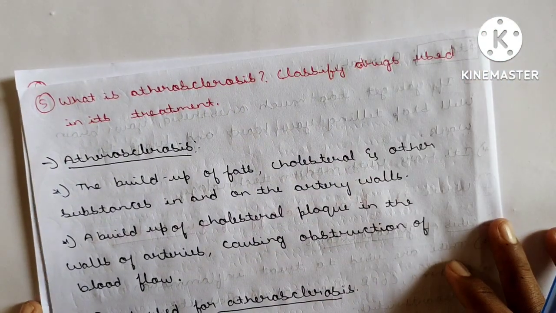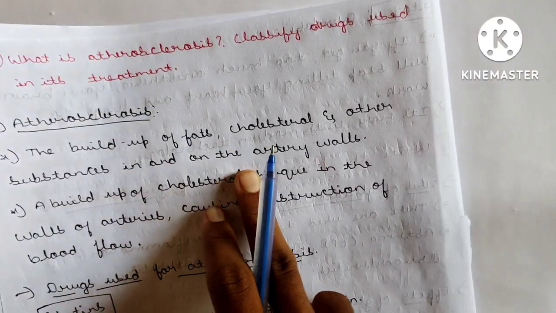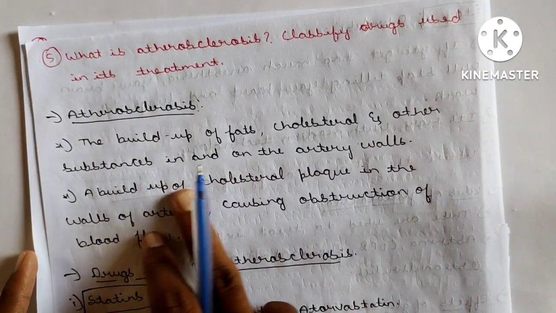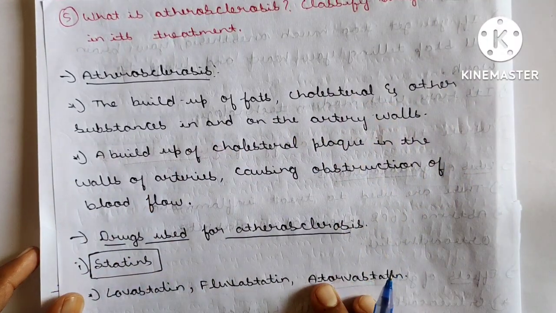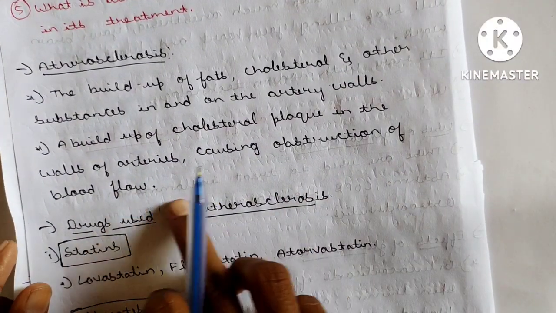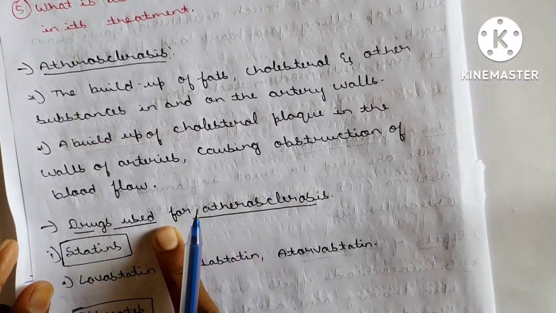Then, what is atherosclerosis? Classify the drug. Very simple. Atherosclerosis is the buildup of fats, cholesterol and other substances in and on the arterial wall. The buildup of cholesterol plaque in the walls of the arteries causes obstruction of the blood flow.